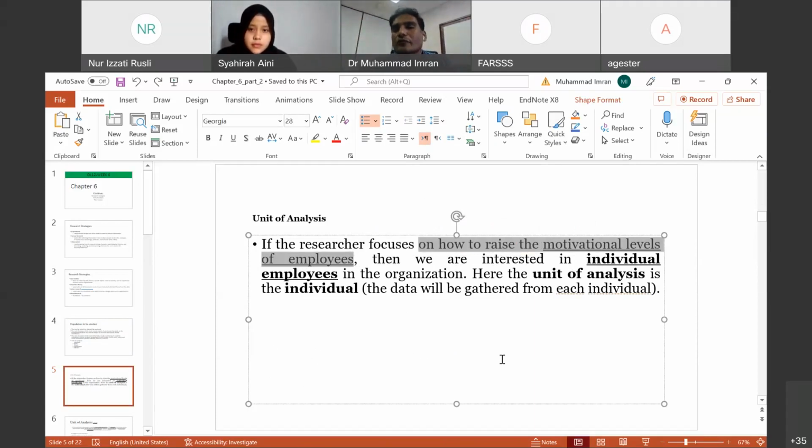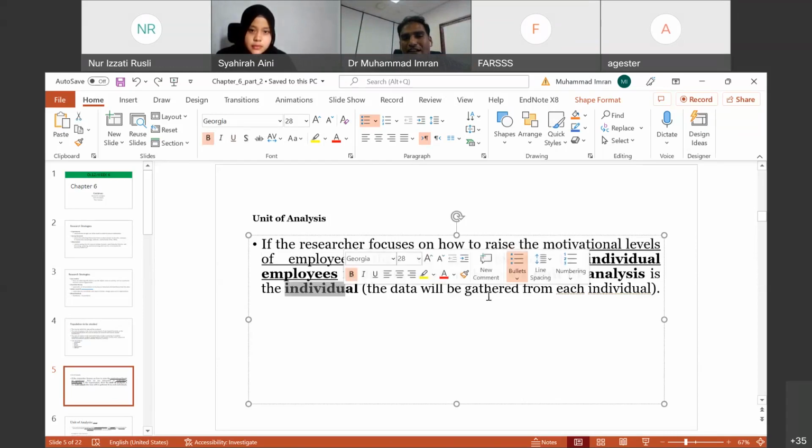So what will be the unit of analysis? Let's discuss more. We are interested in individual employees. We will get the response individually, not from the group, not from the whole company, not from the countries. The employees in the organization, so the unit of analysis is the individual. The data will be gathered from each individual. Got it? So the first one is individuals.